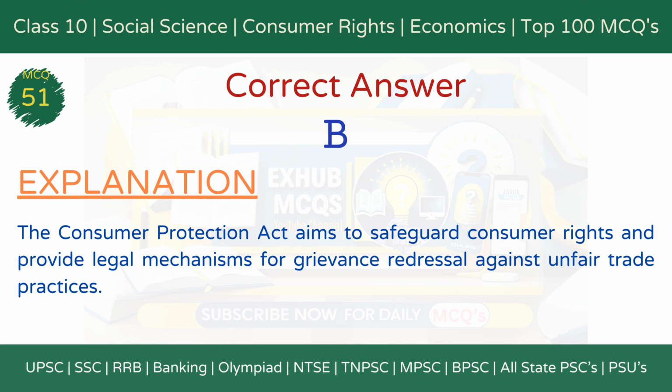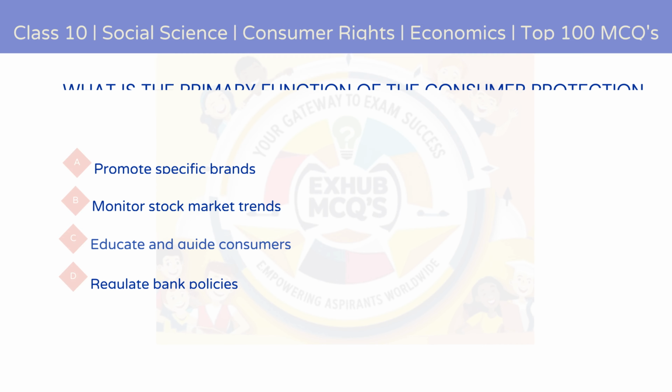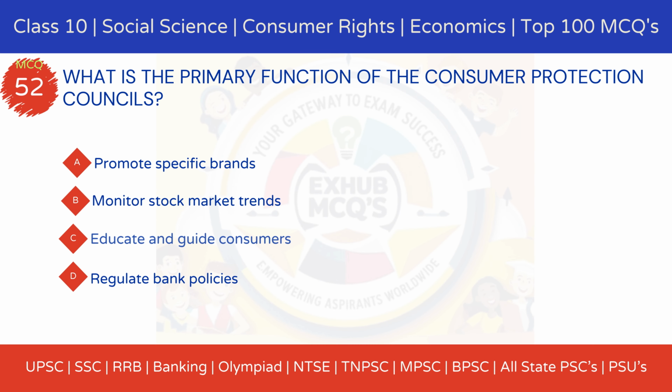The correct answer is option B, to protect and promote consumer rights. Explanation: the Consumer Protection Act aims to safeguard consumer rights and provide legal mechanisms for grievance redressal against unfair trade practices. MCQ52. What is the primary function of the Consumer Protection Councils?